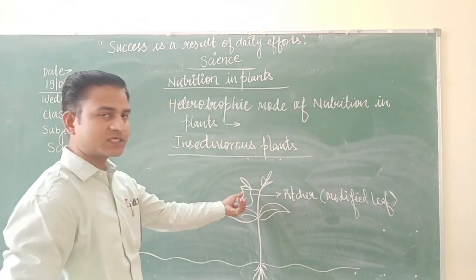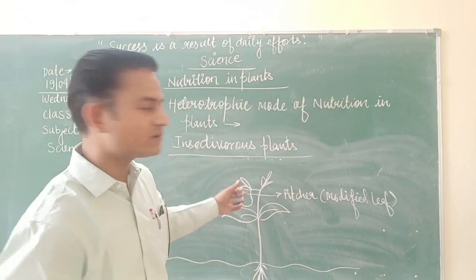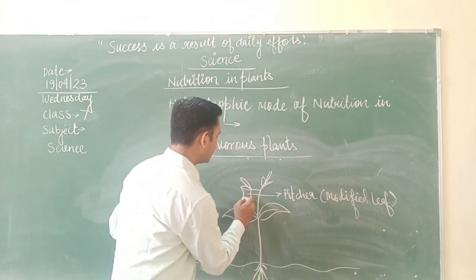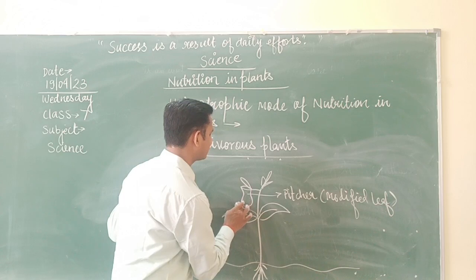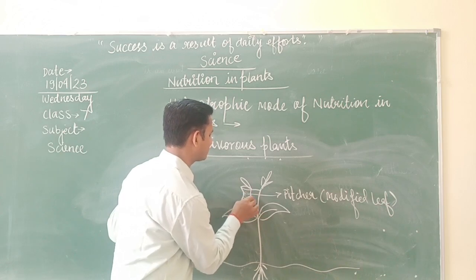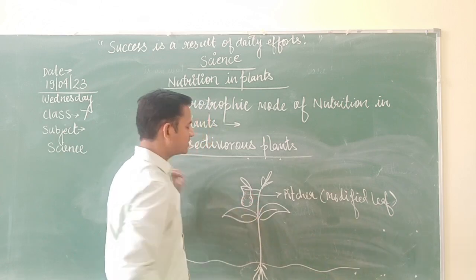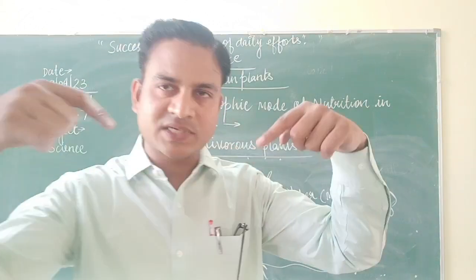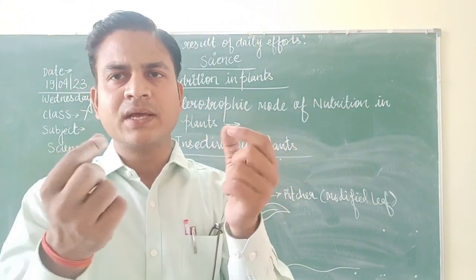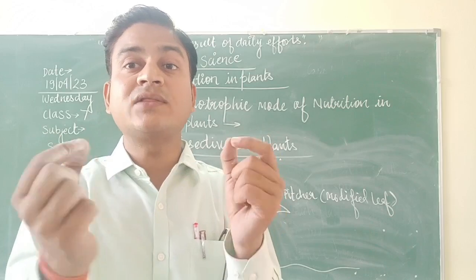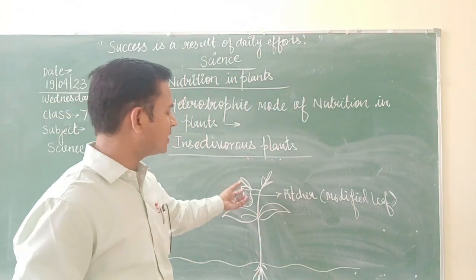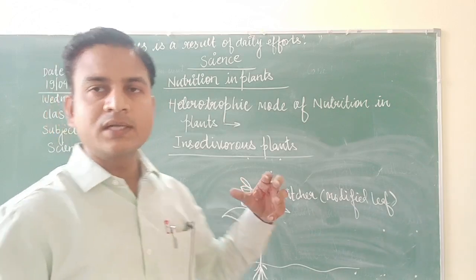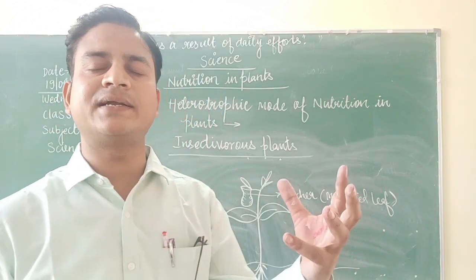Children, inside this modified leaf, that is the pitcher, these inward pointing spines are present. Spines means some kind of very fine hairy thorns. These types of plants are going to release some kind of a scent.